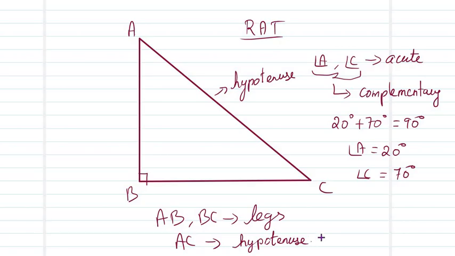Also, you will be able to notice that the hypotenuse is the longest side of the right angle triangle. Whatever right angle triangle you take, the hypotenuse will be the longest side. Anything else in a right angle triangle? We have a very important theorem called the Pythagoras theorem.